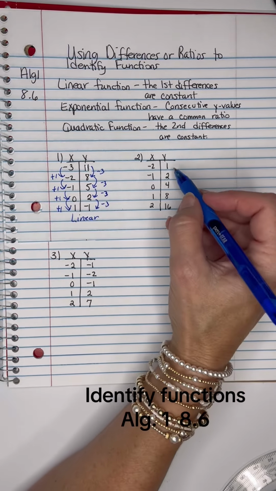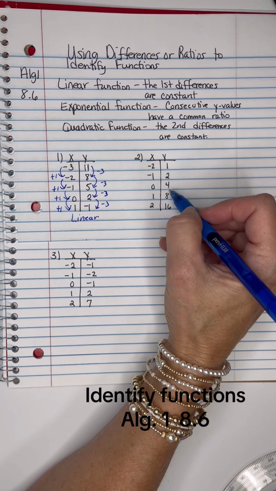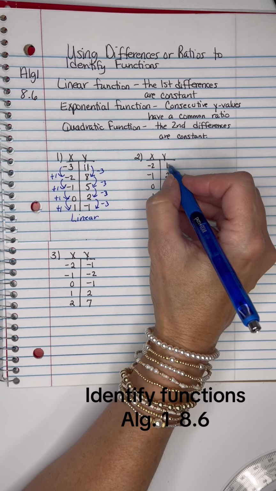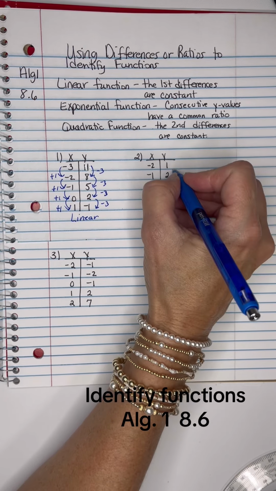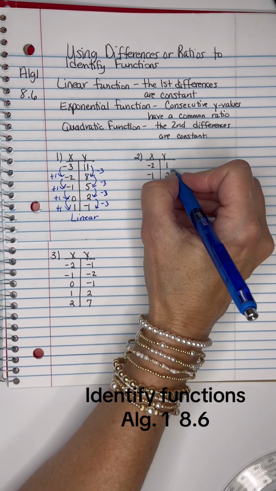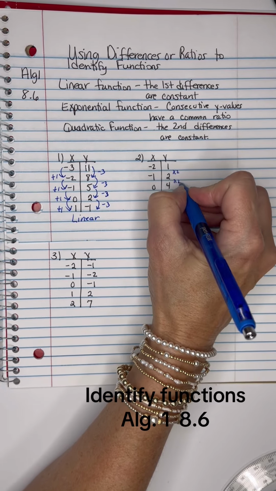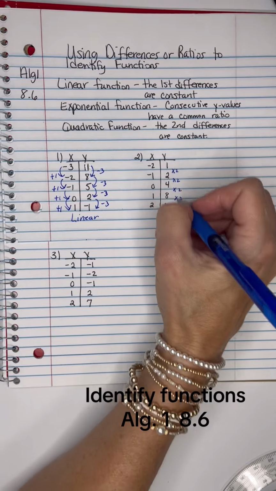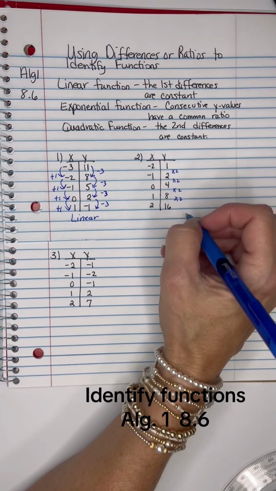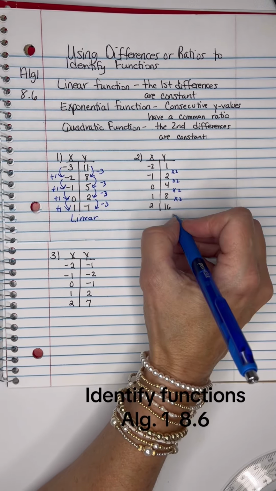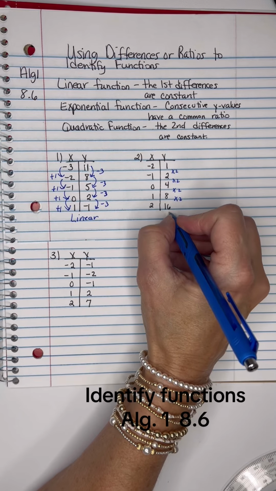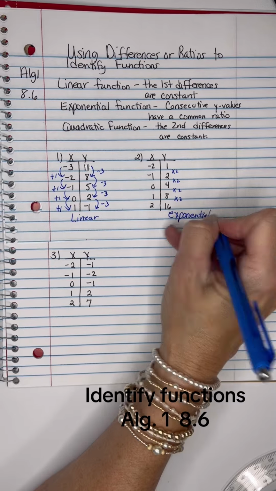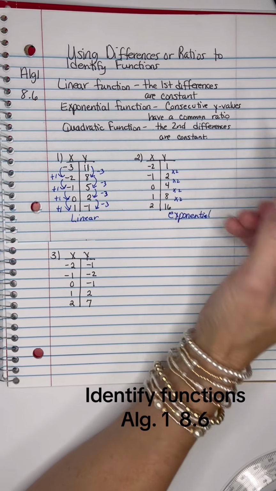All right, so looking at this one, I could go up 1, up 2, up 4, and up 8. Well, that's not the same number. But think of this. How do you get from 1 to 2? Well, there's also the option of multiply by 2. Times 2, times 2, times 2, times 2. So if it's multiplying by the same number, multiplying by 2, then this thing would be exponential, because that is a common ratio.